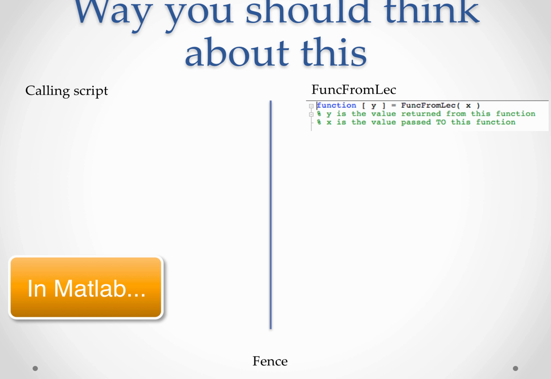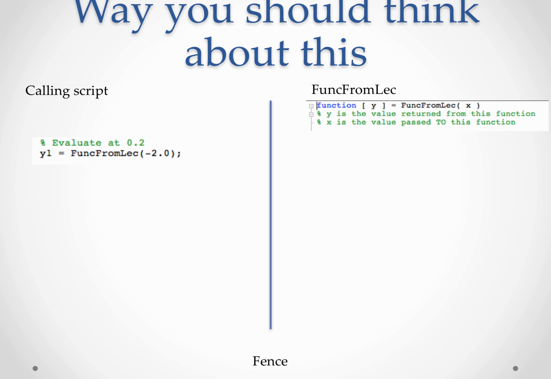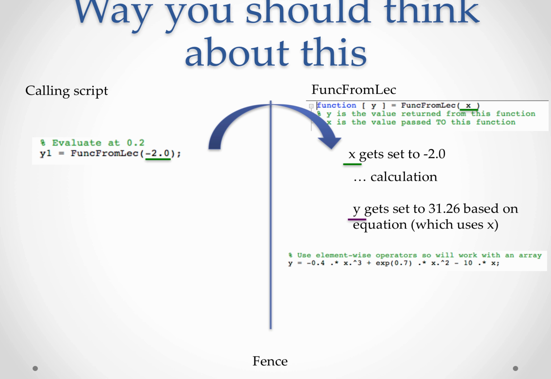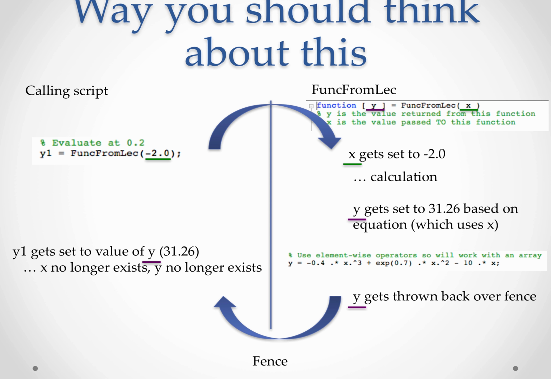So here it is in a little bit more detail in MATLAB. So you have your calling script. You call your function from lecture with -2. What's going to happen is that -2 is going to get copied over into that x value, where it gets set to -2. Some calculation happens, and then y gets set to some value, and that y value gets thrown back. y1 is the name that we call the thing that comes back. y is the thing that gets thrown over the fence.